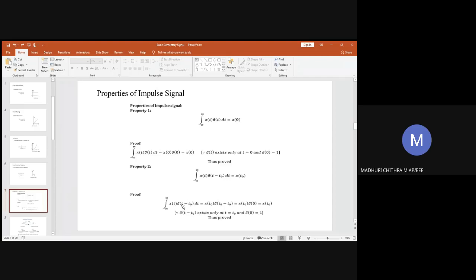Here, in x of t, replace t with t naught. So x of t naught into del of t naught minus t naught. How do we evaluate this? t minus t naught equal to 0, so t equals t naught. So replace t by t naught: x of t naught into del of t naught minus t naught. t naught minus t naught is 0, right? So del of 0, which we know by default is 1, gives x of t naught. Okay, so that's all. We have proved the two properties.